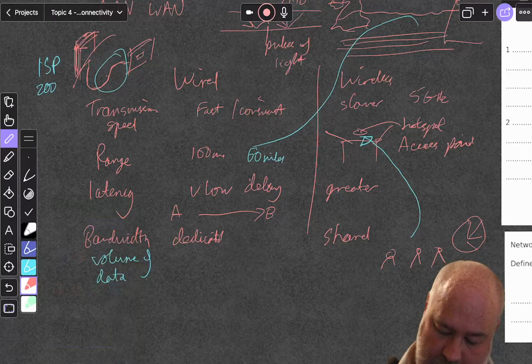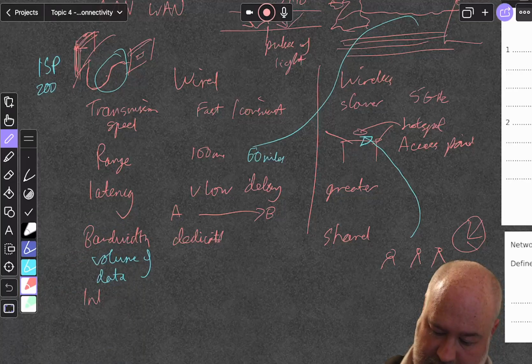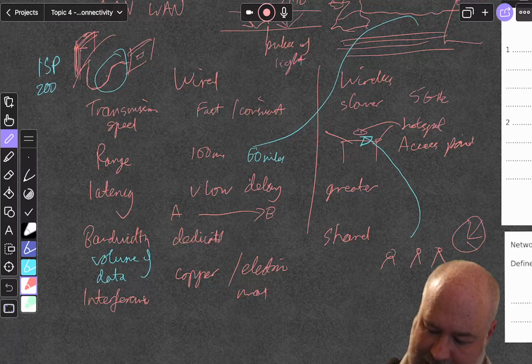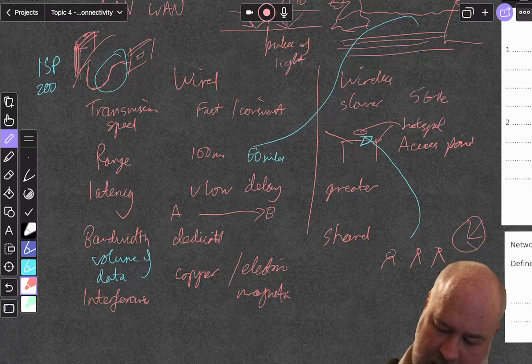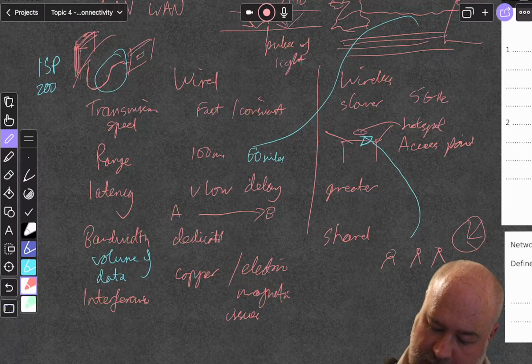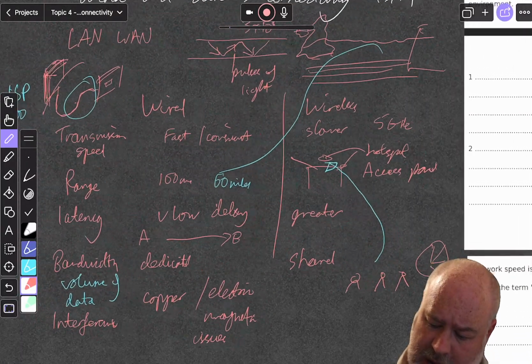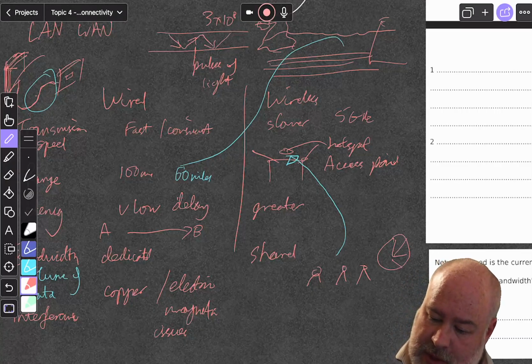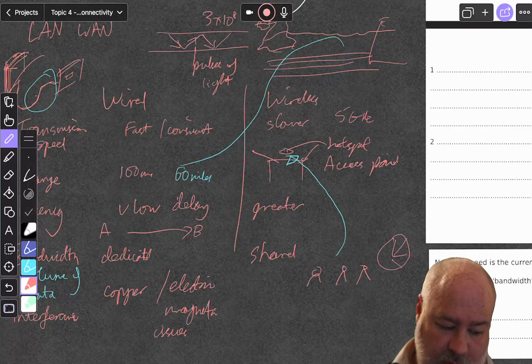And the other idea we need to talk about is interference. Copper could be susceptible to electrical and magnetic interference. There could be issues related to copper connections. What avoids that is fibre optic. When you have fibre optic cables, they're not interfered with by any other electric fields or magnetic fields. But obviously it's more expensive and more fragile as well.